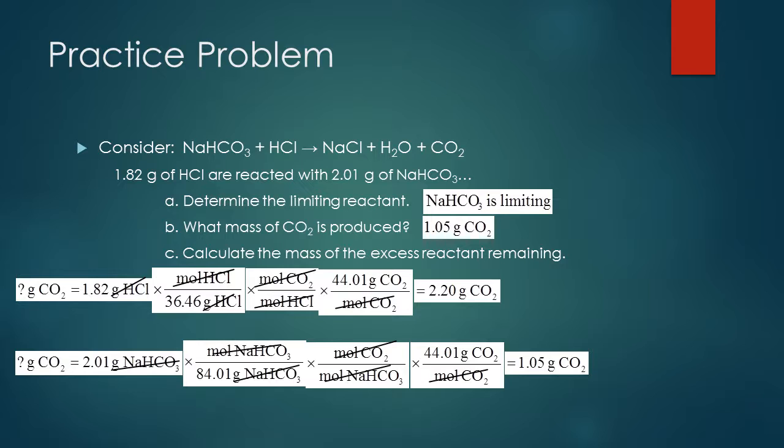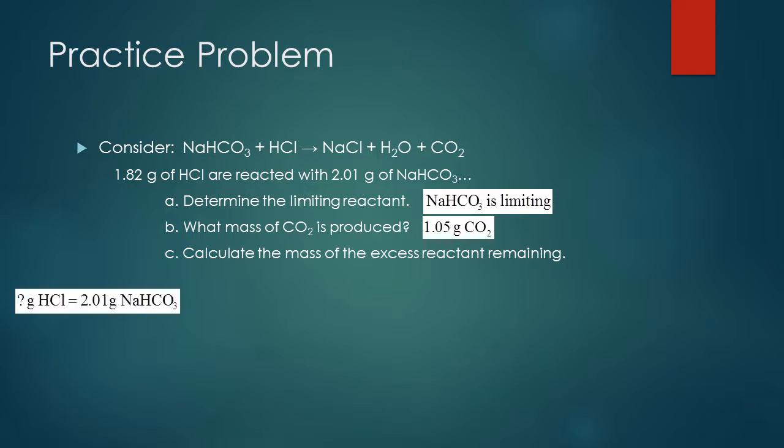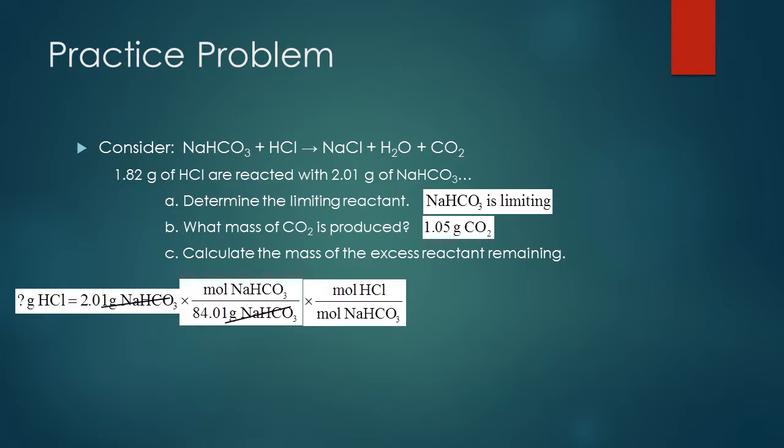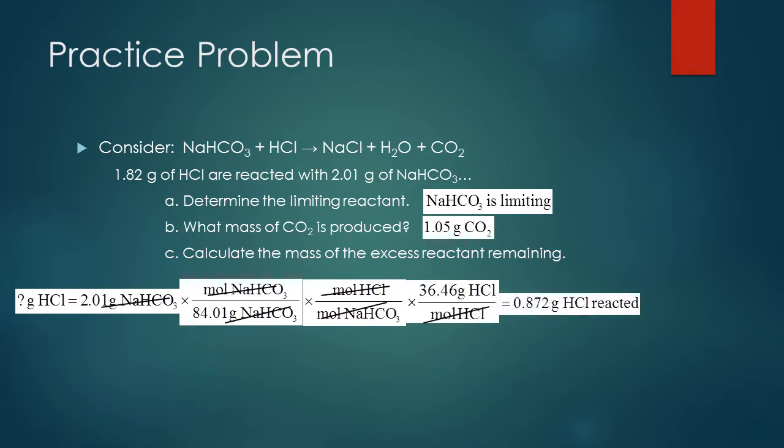Question C, calculate the mass of the excess reactant remaining. Since I know that the sodium bicarbonate is limiting, I want to start with that, and I want to figure out how much hydrochloric acid reacted along with it. So I want to use the molar mass of sodium bicarbonate. This converts from grams to moles. Then I'm going to use my mole-to-mole ratio from the equation, use the molar mass as we're familiar with by now, and this tells us that 0.872 grams of HCl reacted.